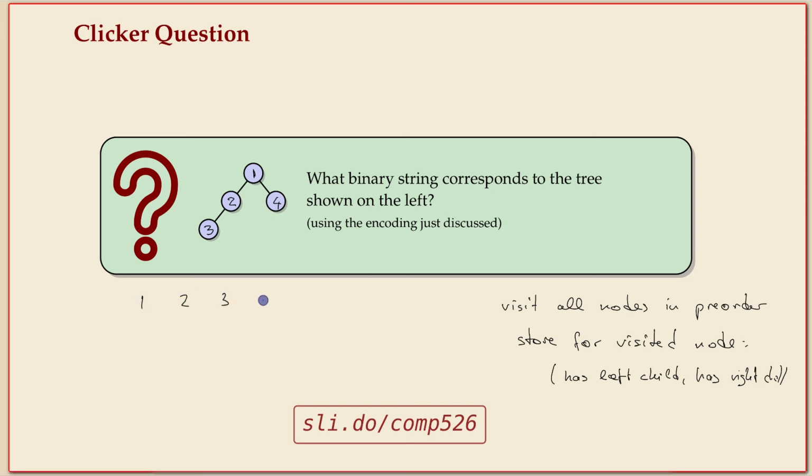And once we figured that out, the rest is just writing down whether or not they have a child of the appropriate direction. 1 has 2 children, so it must be 1, 1. 2 has just left, so it's 1, 0. And 3 and 4 are leaves, so they are both 0, 0. All right?